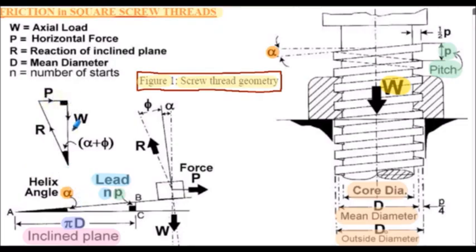And this right angle triangle here is a force vector diagram where we have horizontally applied force P to our screw thread. We have the weight force acting down, W, shown here on our diagram. So force R, shown here on our force vector diagram and on our free body diagram, is the reaction to the applied forces P and W. As already mentioned, angle alpha is the helix angle, and this angle here denoted as phi is termed the friction angle. So this angle in our triangle is alpha plus phi.